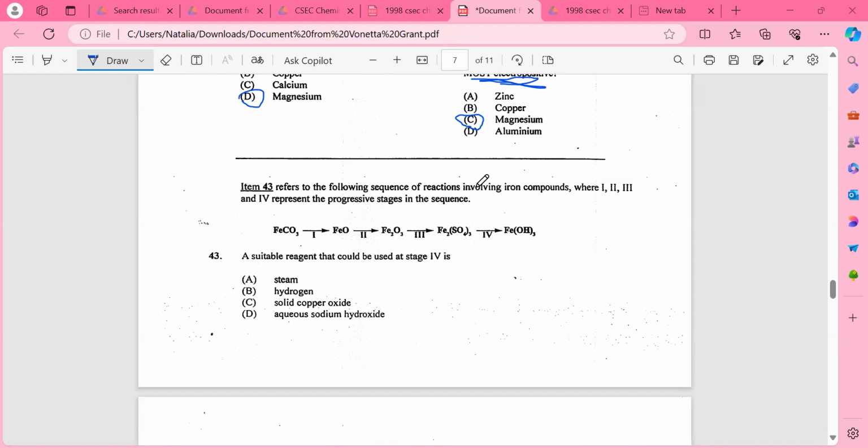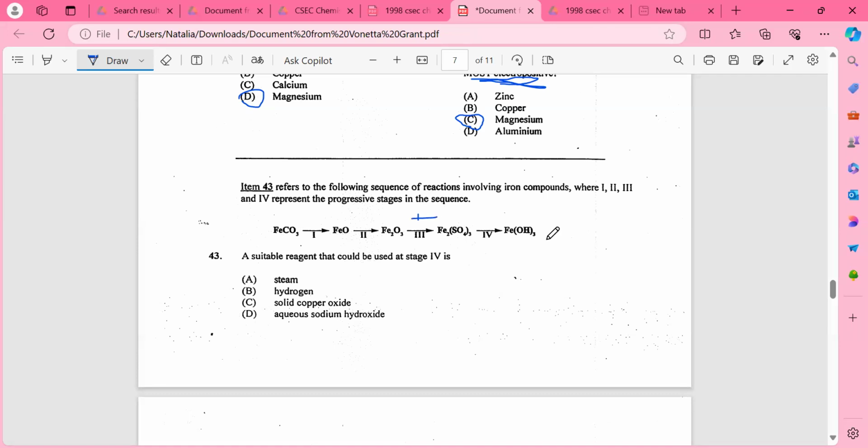Question 43 refers to the following sequence of reactions involving iron compounds, where 1, 2, 3, 4 represent progressive stages. So we have iron carbonate decomposing to form iron oxide. Then we have iron 2 oxide being oxidized to form iron 3 oxide. Then we have iron forming a salt. So that means that iron must have reacted with an acid here in order to form salt.